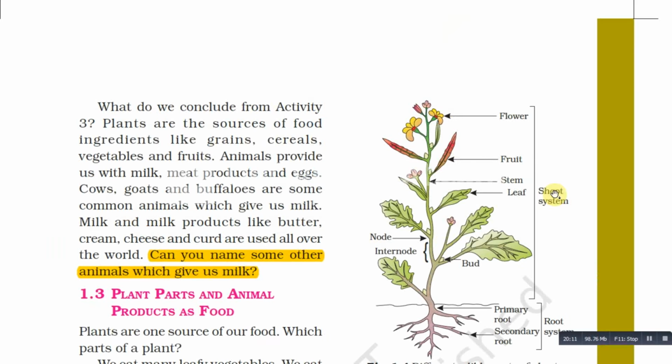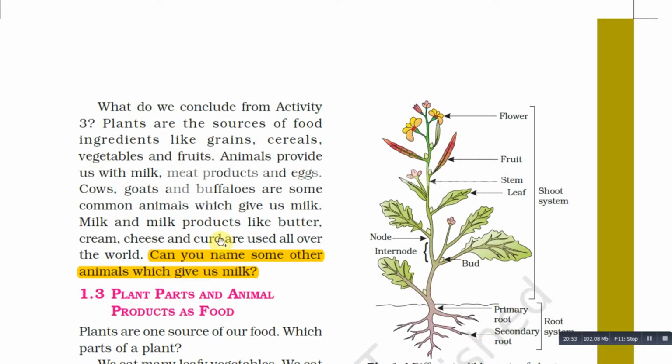Okay, now we will move forward. So we will see what do we conclude from this activity 3. Plants are the sources of food ingredients like grains, cereals, vegetables, and fruits. Animals provide us with milk, meat products, and eggs. Cows, goats, and buffaloes are some common animals which give us milk. Now, milk and milk products like butter, cream, cheese, and curd are also used all over the world.